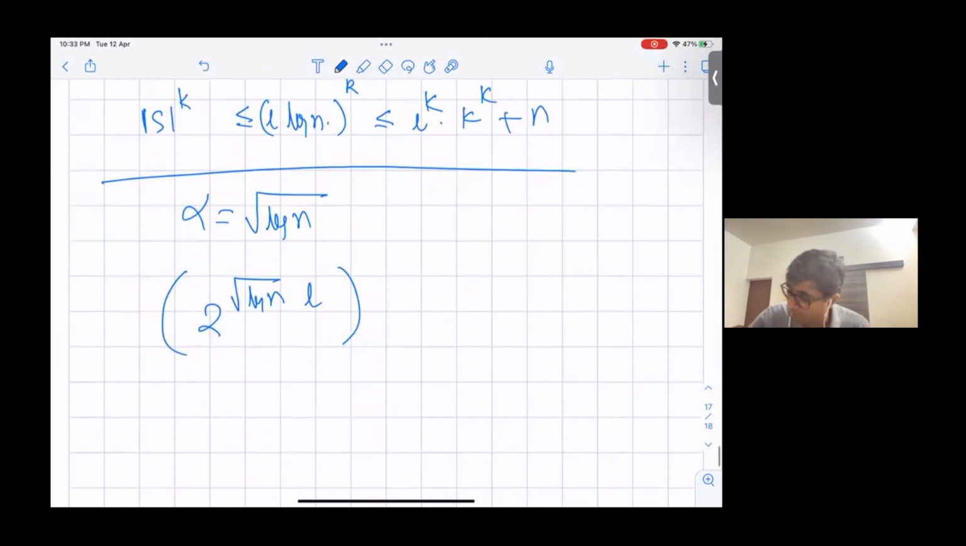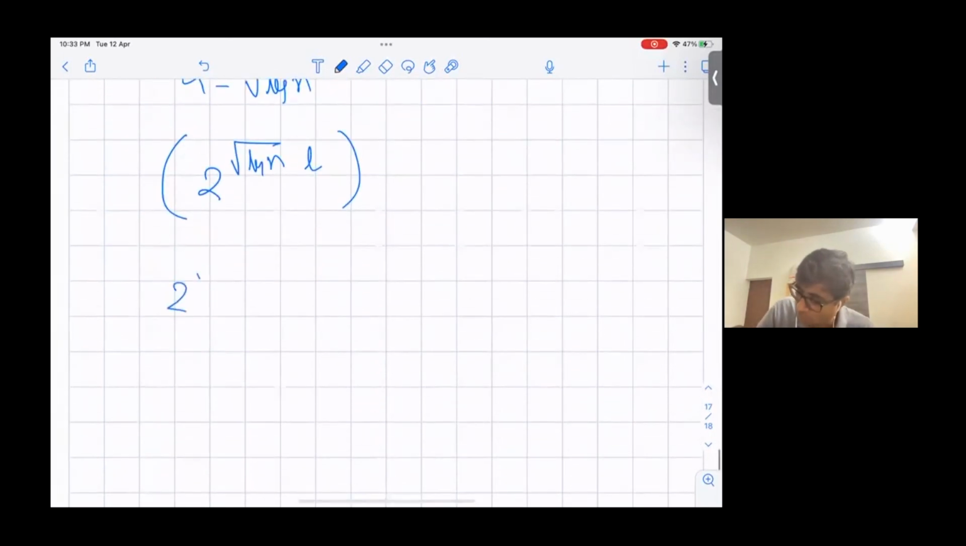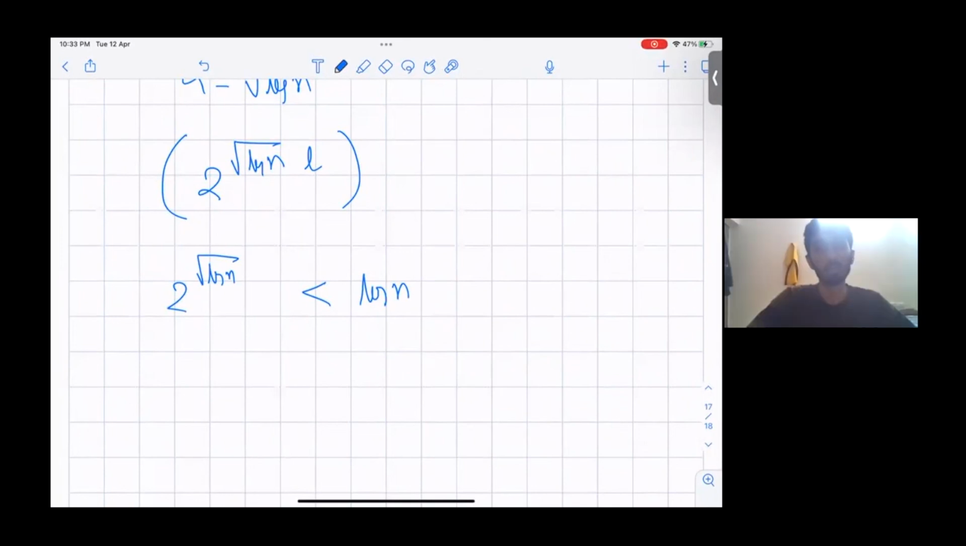Can I say, is this correct? The 2 to the power root log n is less than log n? Asymptotically, is this correct? Actually not true, right? Because then I'm saying that square root log n is less than log n, which is not true.